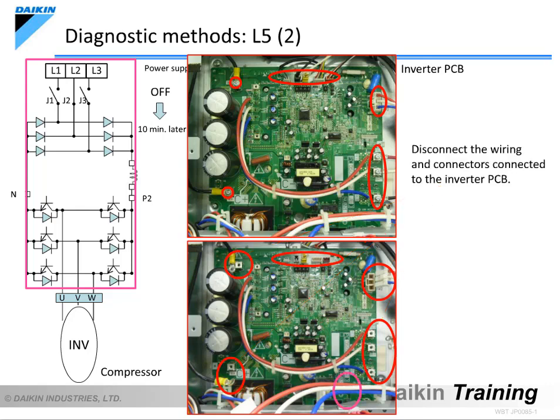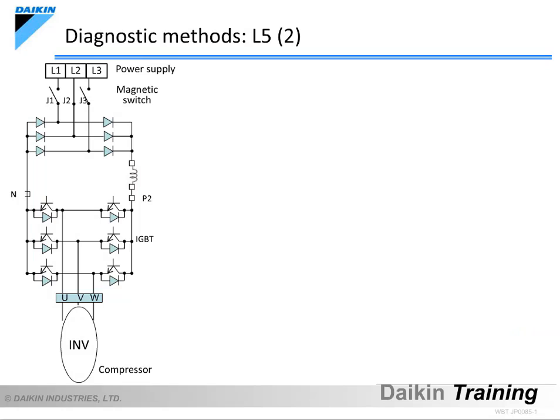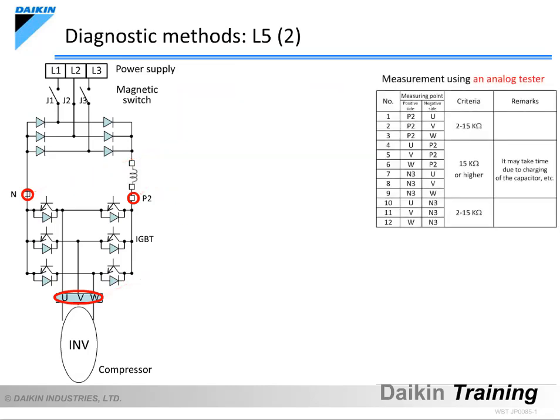If it is difficult to disconnect the wiring on the lower area of the PCB, disconnect it at the power supply terminal. A transistor check is done by measuring the resistance or voltage using a tester on the P2, N, U, V, and W terminals on the inverter PCB. There are two ways to measure. One is using an analog tester, and the other is using a digital tester.